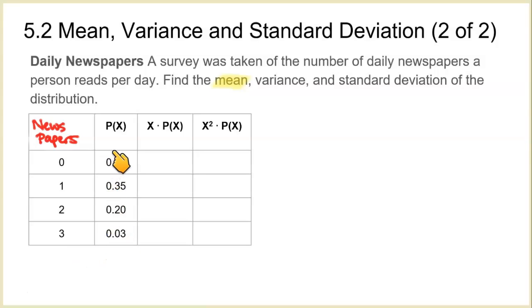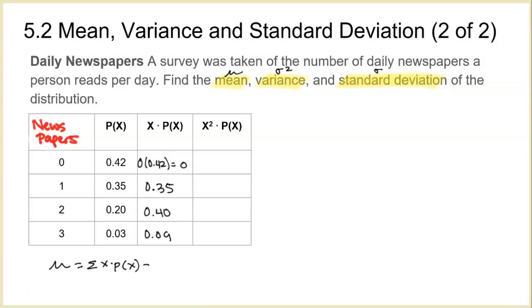And it's a discrete probability distribution, because if we were to add these values together, we should get 1, and each value is between 0 and 1. So if I want to find the average number of newspapers read per day, we look at the formula for average, which is the sum of this column here. We take each x value times the probability: 1 times 0.35 is 0.35, 2 times 0.20 is 0.40, and 3 times 0.03 is 0.09.